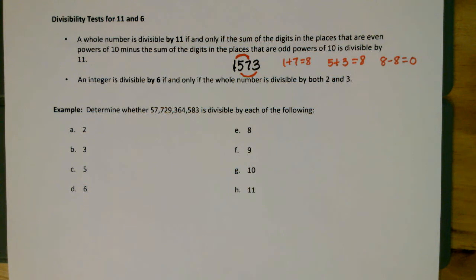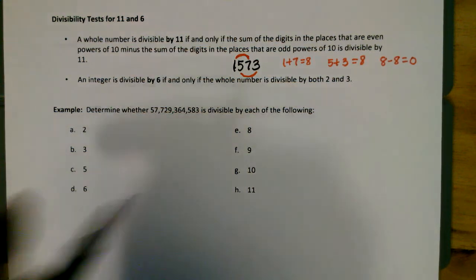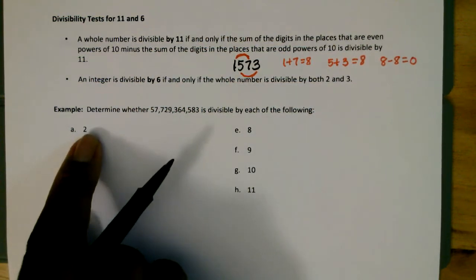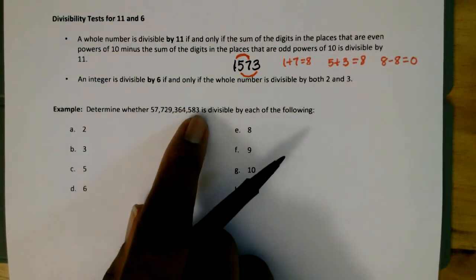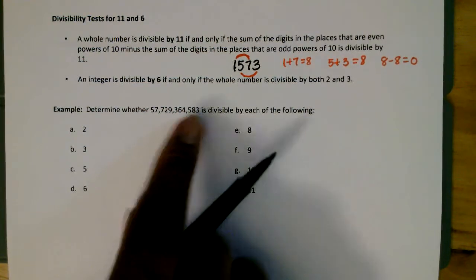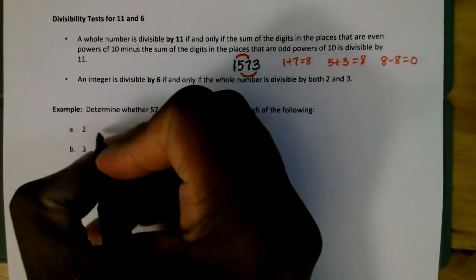Now we're going to use all the divisibility rules that I discussed with you to determine whether 57,729,364,583 is divisible by each of the following: by 2, by 3, by 5, by 6, by 8, by 9, by 10, and by 11. Okay, well, let's start with, is it divisible by 2? The last digit in this number is a 3. 3 is not divisible by 2, so that's going to be a no here.